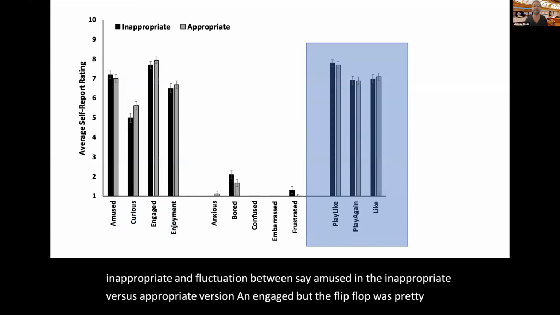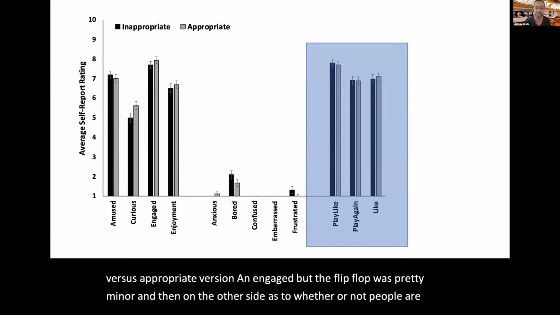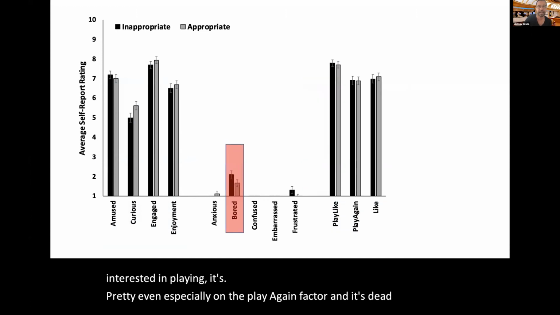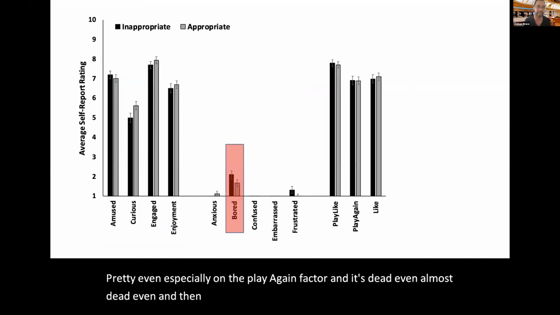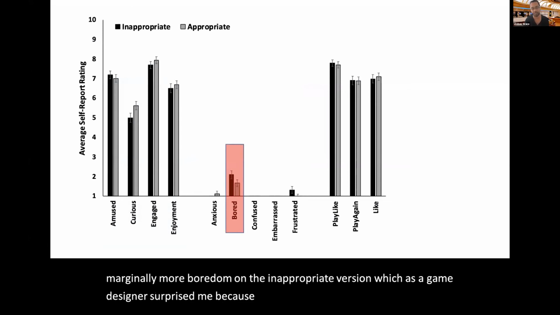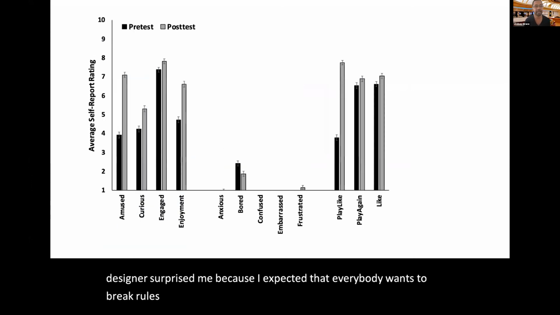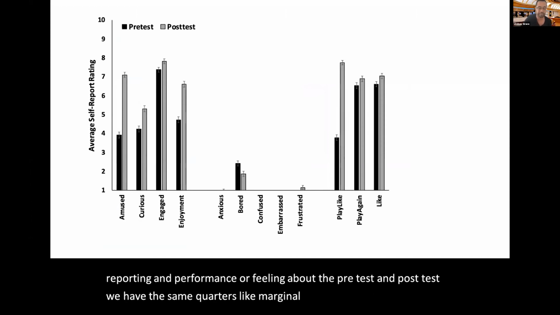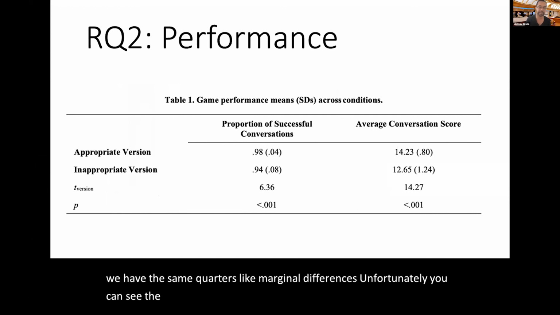And then on the other side, as to whether or not people are interested in playing it, it's pretty even, especially on the play again factor, which is almost dead even. On boredom, there was marginally more boredom on the inappropriate version, which as a game designer surprised me, because I expected that everybody wants to break rules, not conform to them. Also in terms of average self-reporting and performance or feeling about the pre-test and post-test, we have the same sort of marginal differences. Unfortunately, you can see there's a big difference there in play-like, but I'll talk about that in a minute.